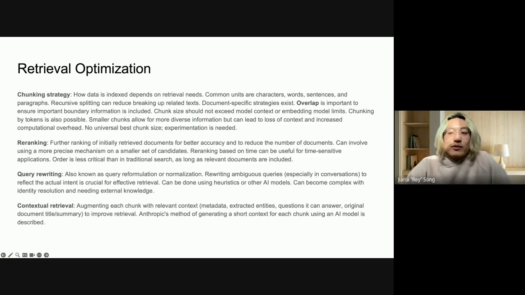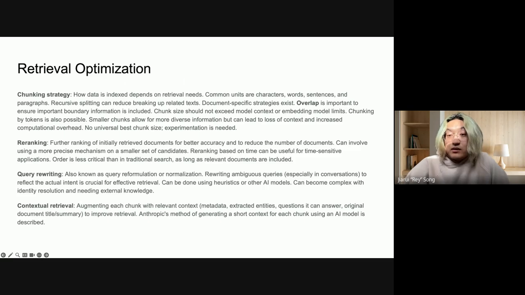Think of it like preparing data for a database. The schema matters. We are not just talking about arbitrary splits. While simple methods like fixed character, word, sentence, or paragraph length exist, consider more intelligent approaches. Recursive splitting can help maintain the integrity of related information by breaking down documents into progressively smaller units, only when necessary.